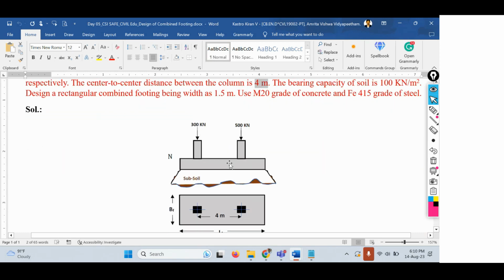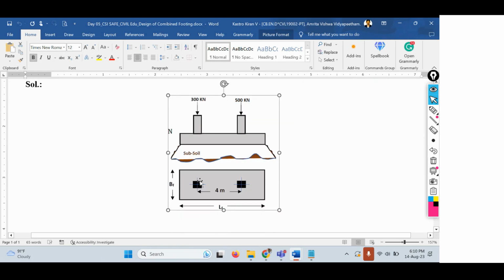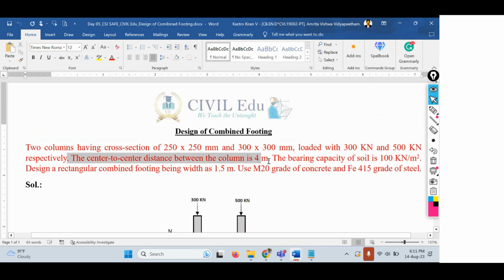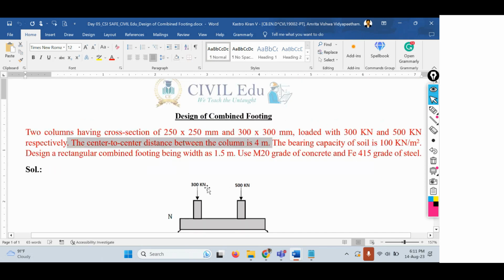If you see this combined footing, one column is having 300 kilonewtons of load and another column is having 500 kilonewtons of load. And if you see it from the plan view, this is how they look. The center to center distance between the two columns is 4 meters. That is what they have provided in the question.